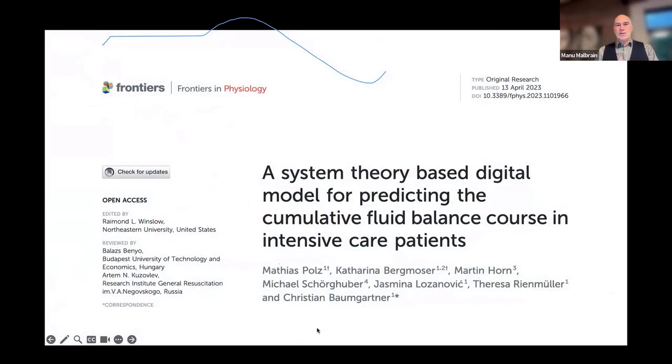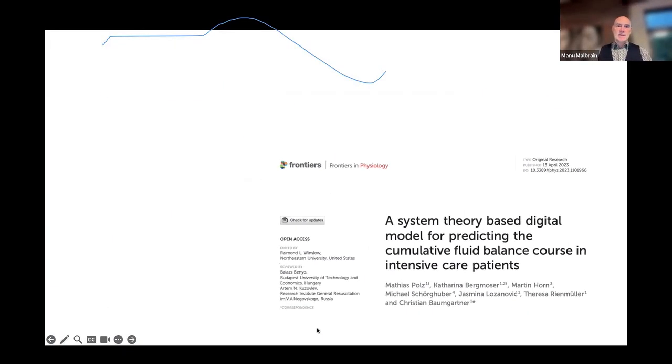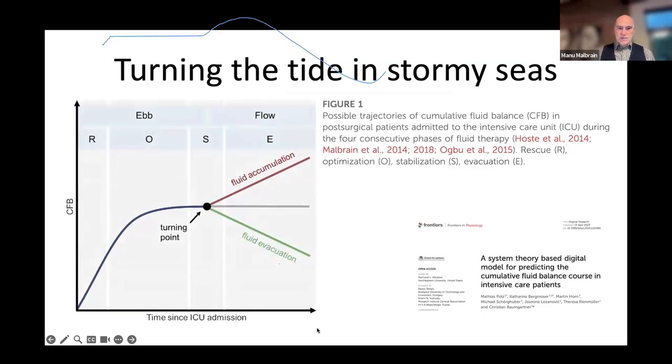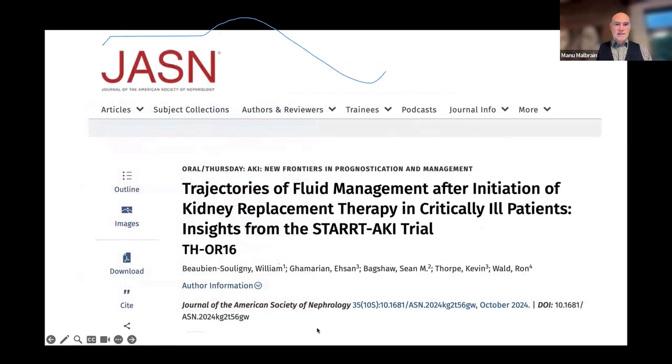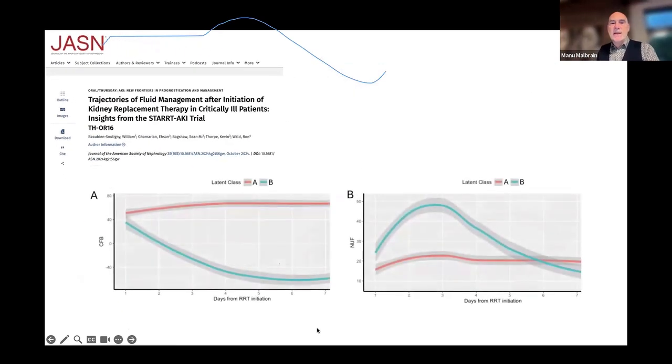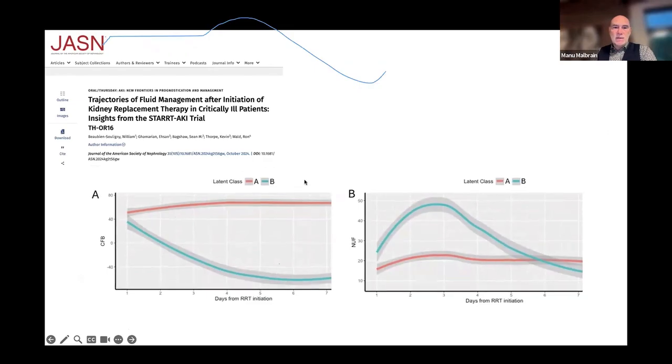Now, it's interesting to understand that based on the trajectory of the patient, the cumulative fluid balance can be important in predicting outcomes. And there is kind of a turning point after a couple of days where the patient will either further accumulate, remain accumulated, or evacuate spontaneously. And these trajectories have prognostic value. Also, if you would start renal replacement therapy and aim for a 0 to negative fluid balance, like in blue here, the patients in red will remain positive.